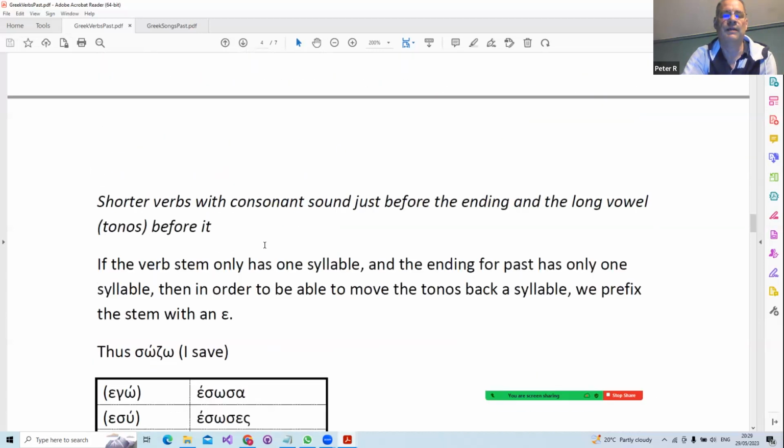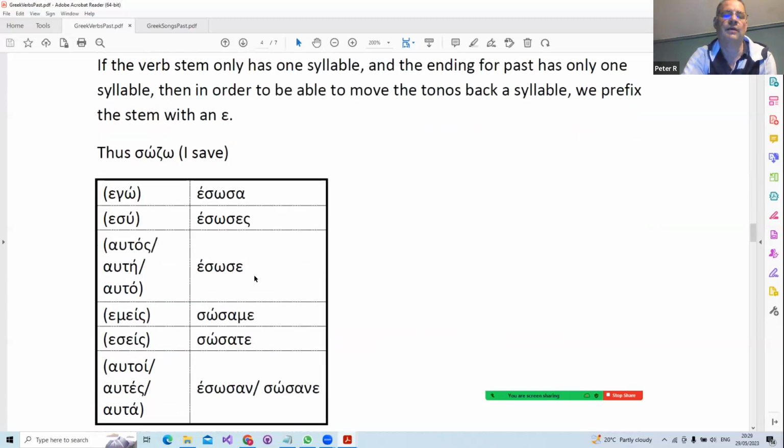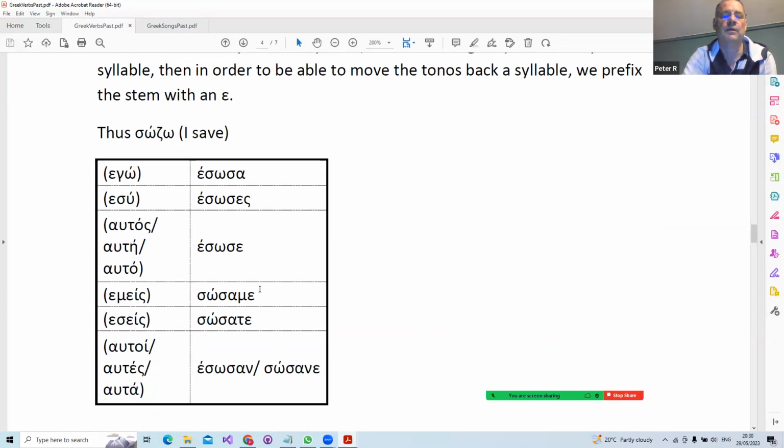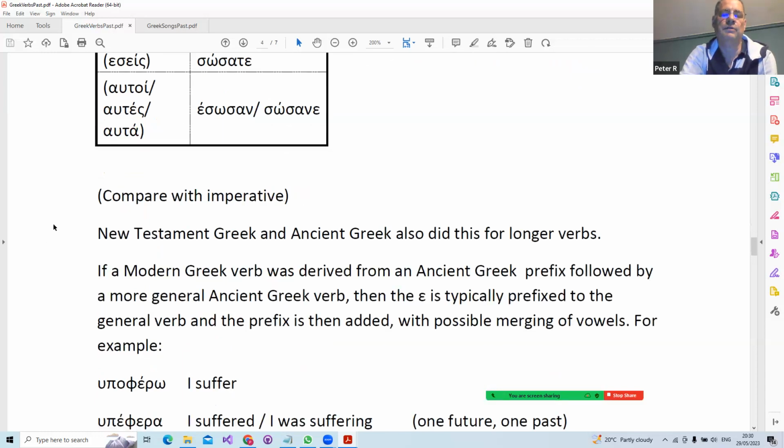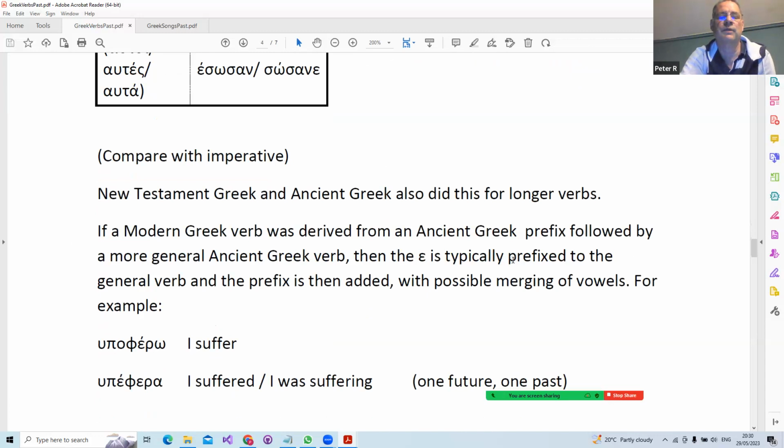One difference with the imperative, when you're ordering somebody to do something, is that you don't put the e on the front. So esose means he, she, or it saved, whereas if I'm telling you to save something, I'd say sose. The tonos would have stayed here. New Testament Greek and ancient Greek used to put this e on the front for longer verbs as well, and you'll see that in your New Testament Greek.